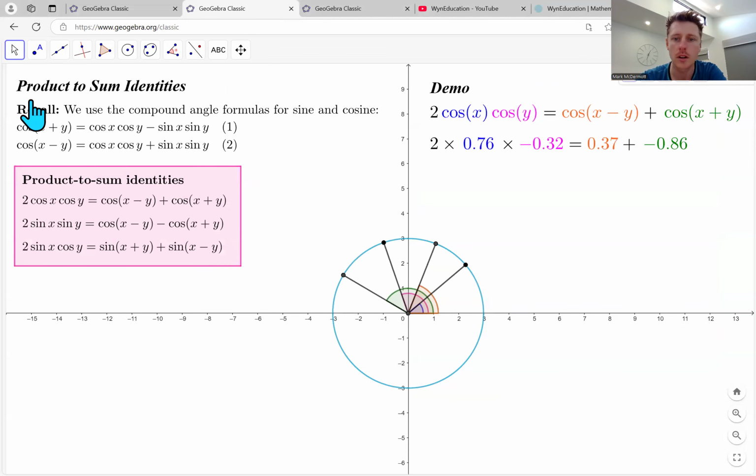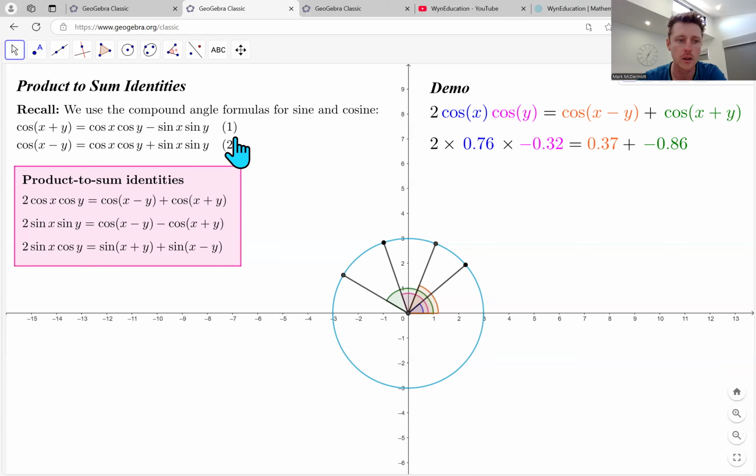So if we want to go from a product to a sum, what we need to do is use the compound angle formula for sine and cosine. Again, I'll put the link below for that. If you can recall the compound angle formula, this is two of them. There's four in total, but these are the two compound angle formulae. And we can use this information to come up with our first product to sum identity. So let's look at the first product to sum identity. It says 2 multiplied by cos x by cos y equals cos(x minus y) plus cos(x plus y).